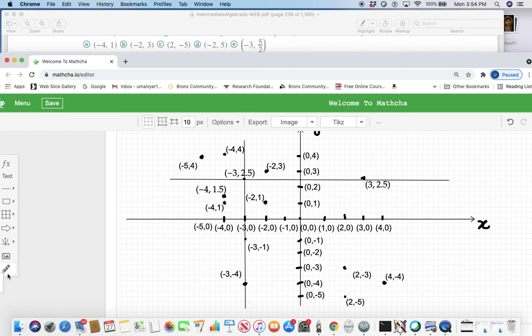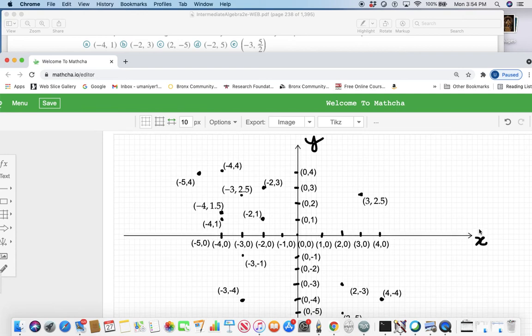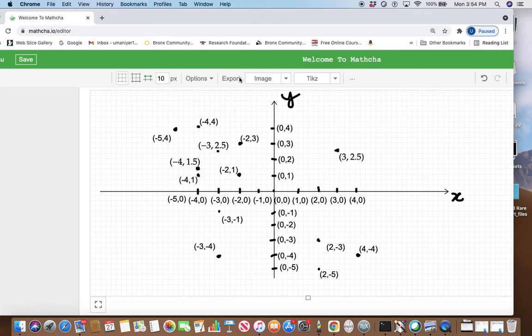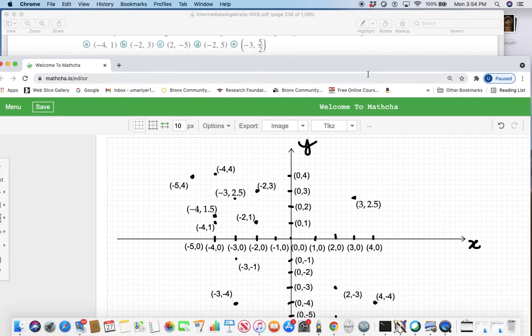All right. So now that I have plotted all these points, I can get rid of these extra lines. I have my x-axis, I have my y-axis, and I have all the points I wanted to plot, and I have named them. Okay, we'll continue in our next video.